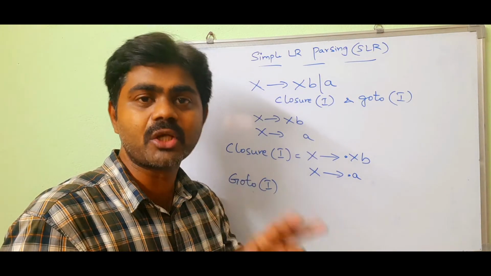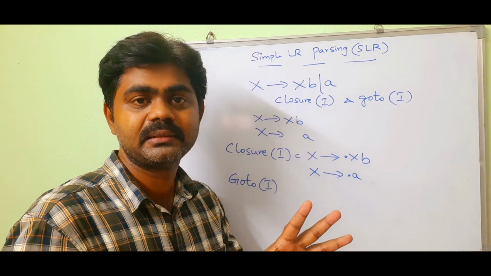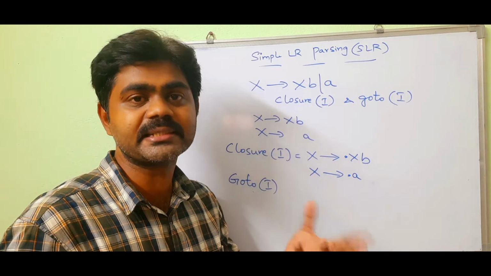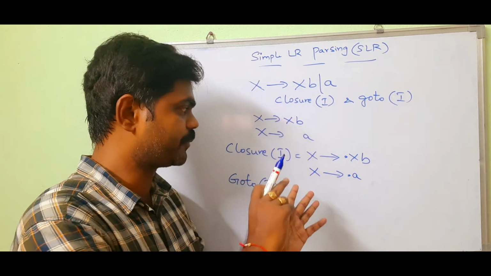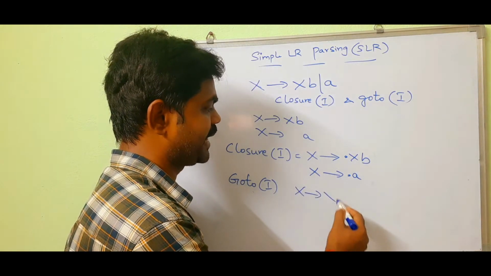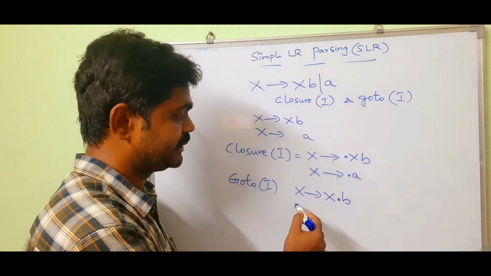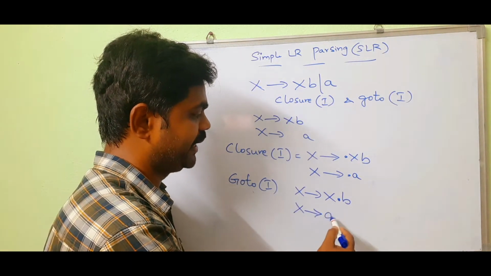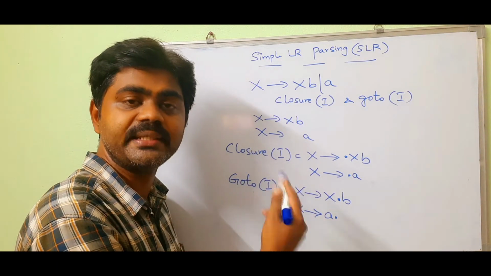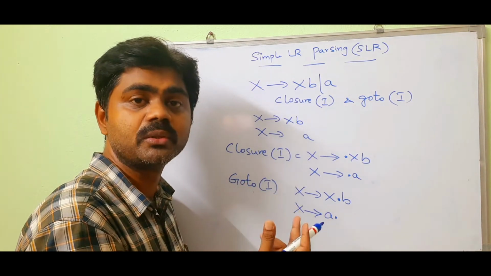So after the dot, remember, if we encounter a terminal, okay, we can leave that. If we encounter a non-terminal, that's another case. So move one position to the right. So X tends to X dot B, and here X tends to a dot. So this is closure and this is goto. In this way, we'll solve our problems using closure and goto.